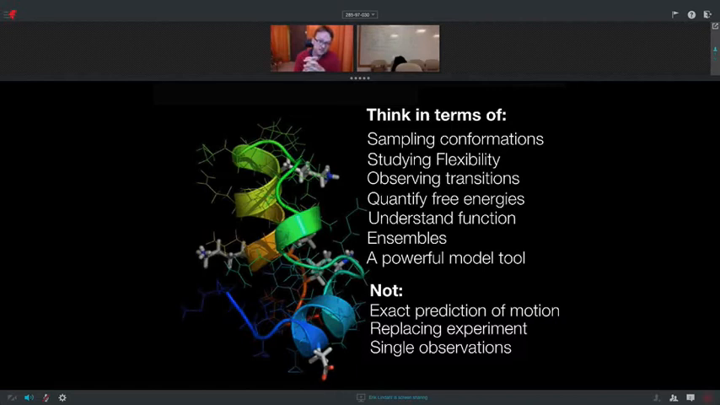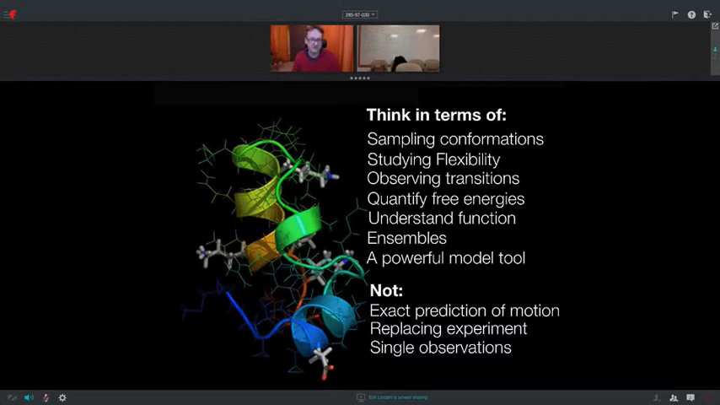Observing transitions. Can you see two side chains flipping? Can you see, say, a ligand bound in the middle of this molecule? Would you be able to see that ligand bind in a slightly different way? It turns out that simulations are actually awesome at calculating free energy, so I can actually calculate binding affinities quite accurately. And in the best case, this is a beautiful way for us to use simulations to understand function.